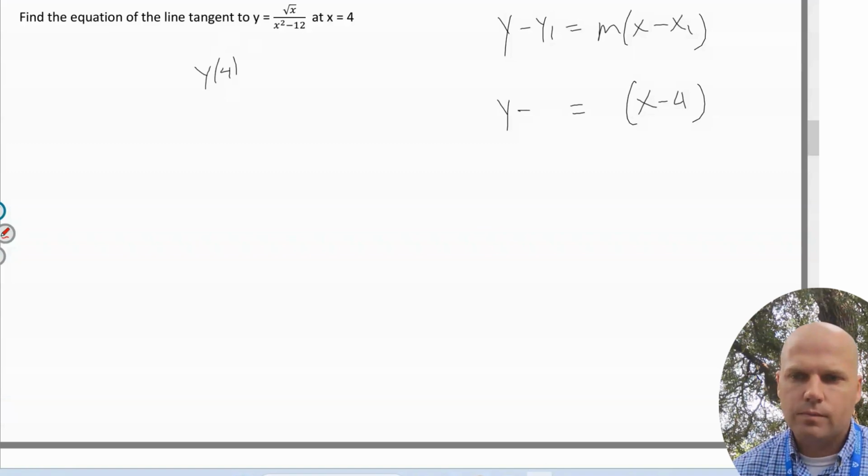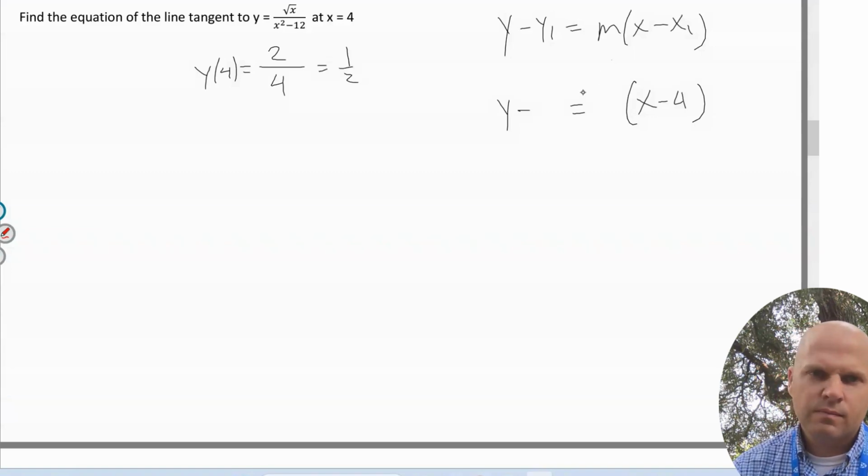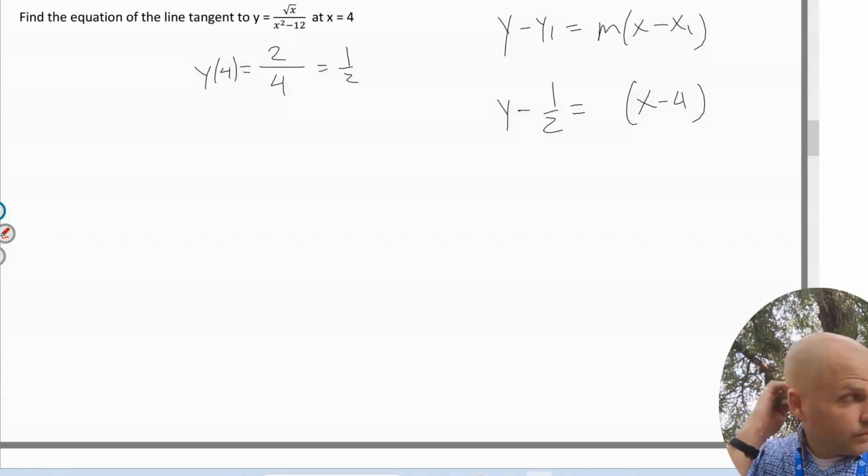Just going to plug in 4. Square root of 4 is 2. 4 squared is 16. 16 minus 12 is 4. I get a half. Here's my y value. Remember, the square root of positive 4 is positive 2. Okay, great. Now, let's find the slope.